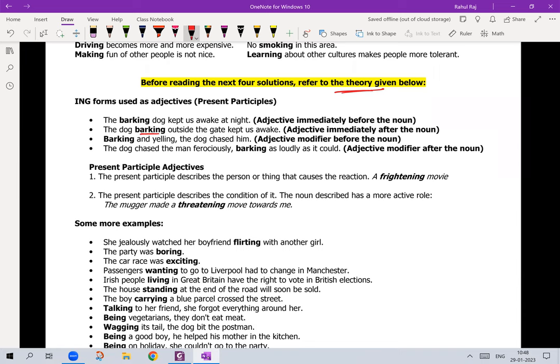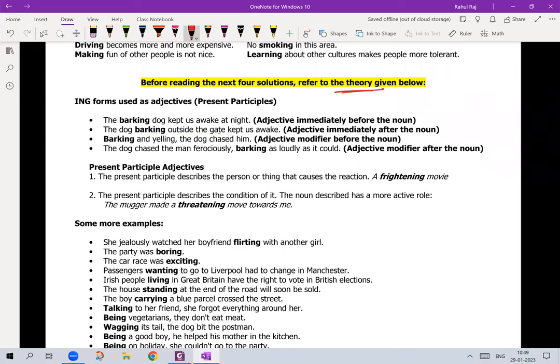I think someone asked me in the last class, what exactly do you mean by this, Rahul, that ING form alone is never a verb? I simply mean that if the ING form alone is mentioned over here, this is not a verb. Now, if it is not a verb, it can either be a noun or adjective. The dog outside the gate kept us awake. This is absolutely perfectly fine. So barking is an adjective.